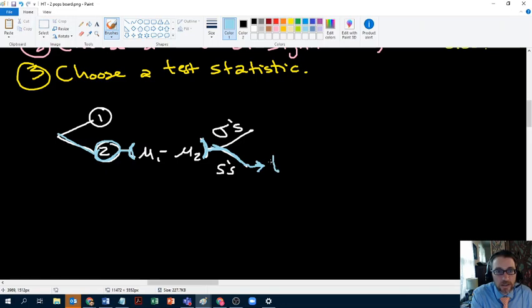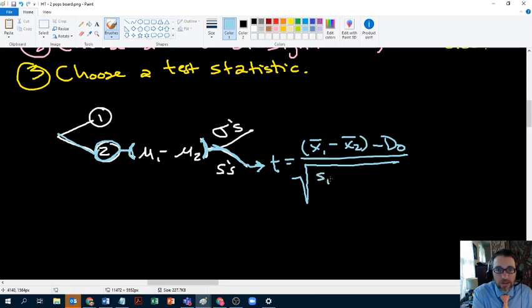It's going to look like this: t equals x bar 1 minus x bar 2 minus d0 over square root of s1 squared over n1 plus s2 squared over n2. And this should look familiar because it's similar to our z statistic we had for two means, with the difference just being that z has been replaced by t, and our variances have been replaced by sample variances, right? Our standard deviation sigma was replaced by our sample standard deviation s. And so it's a t-score instead of a z-score. And as a result, under the null, it's going to have a t-distribution.